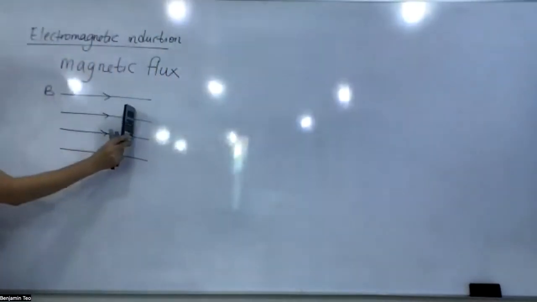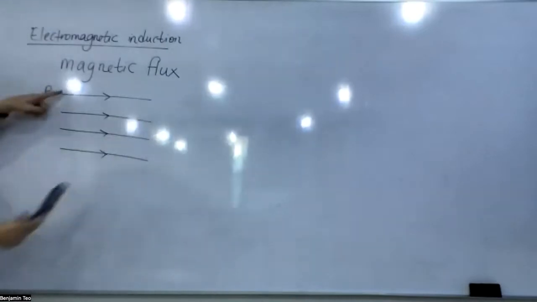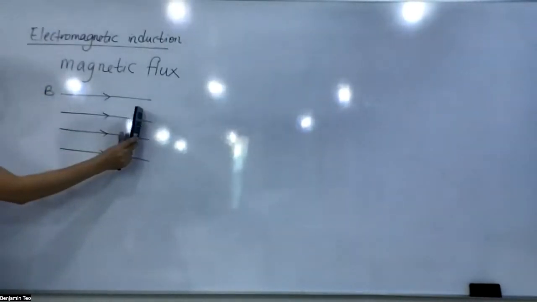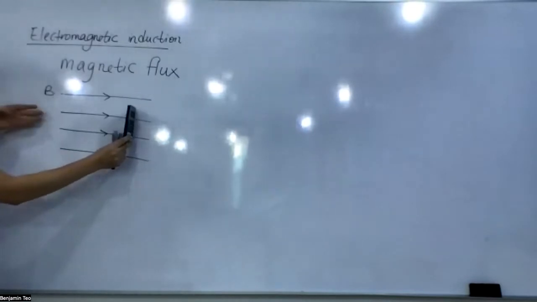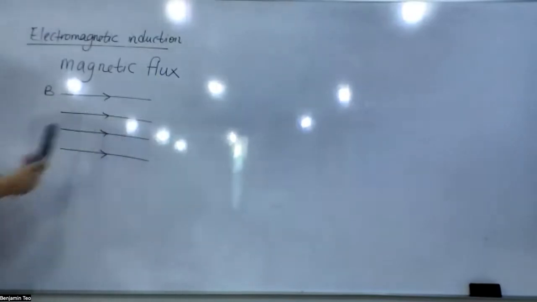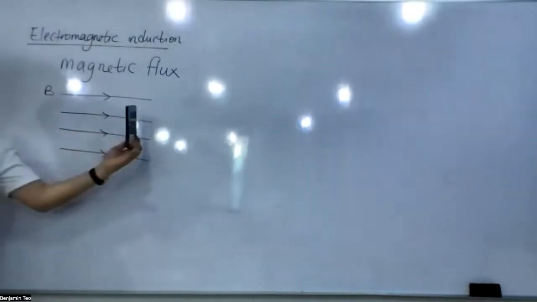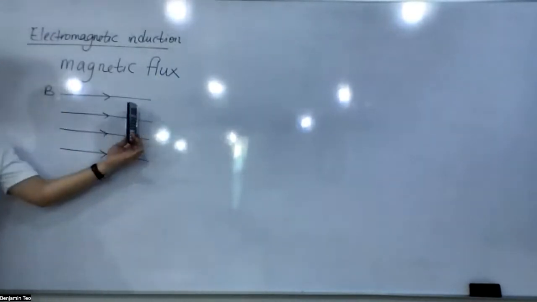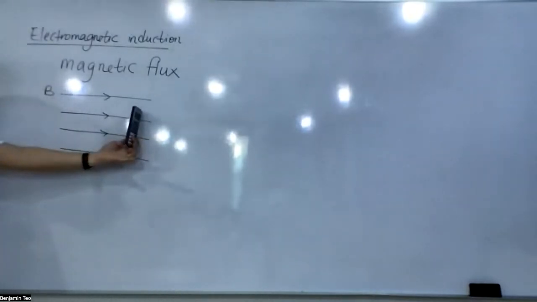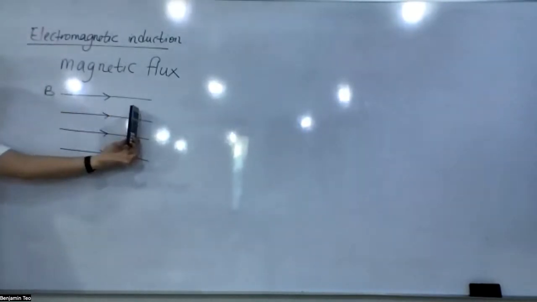How many field lines do we have in total? 1, 2, 3, 4. If I place it here, two magnetic field lines pass through this area, or we say that the magnetic field lines link to the area. This is the magnetic flux. Again, magnetic flux is magnetic field lines linked to the area.